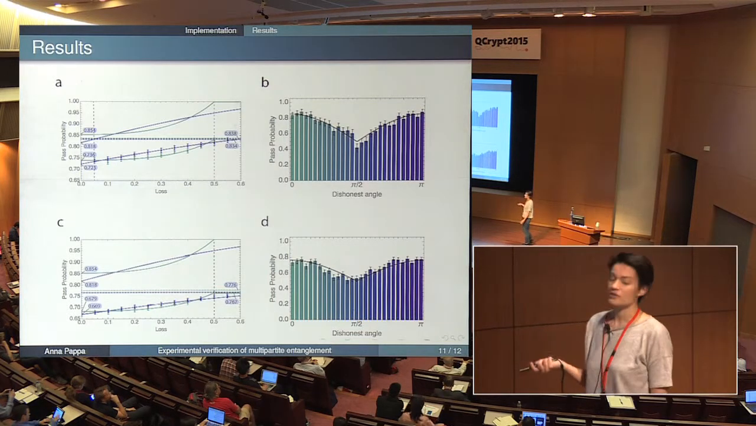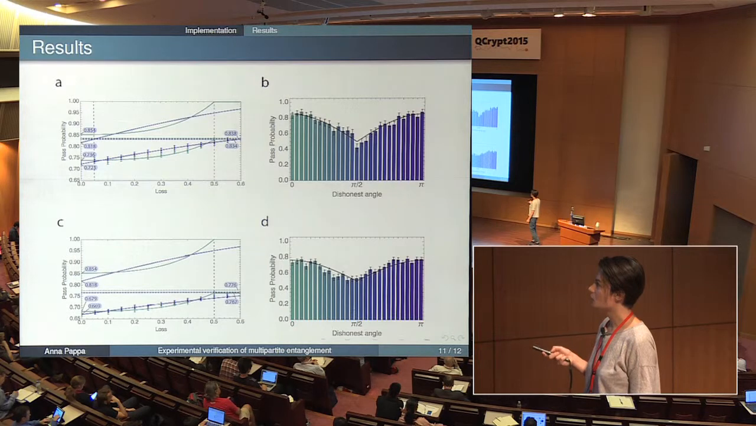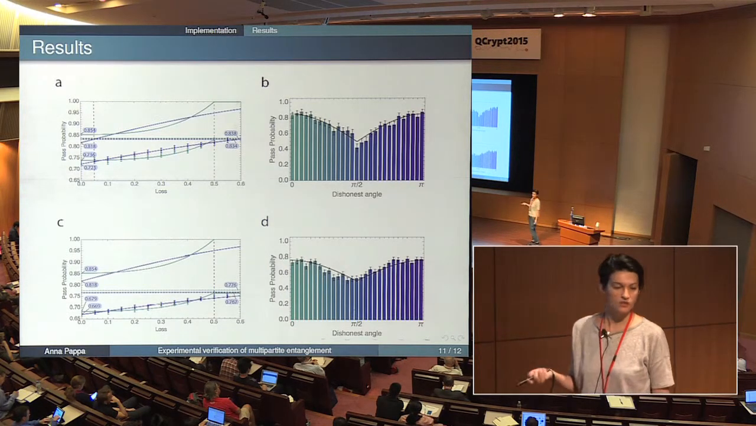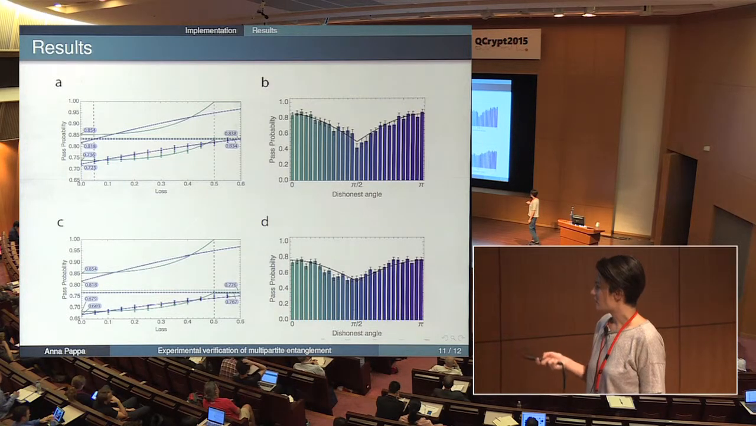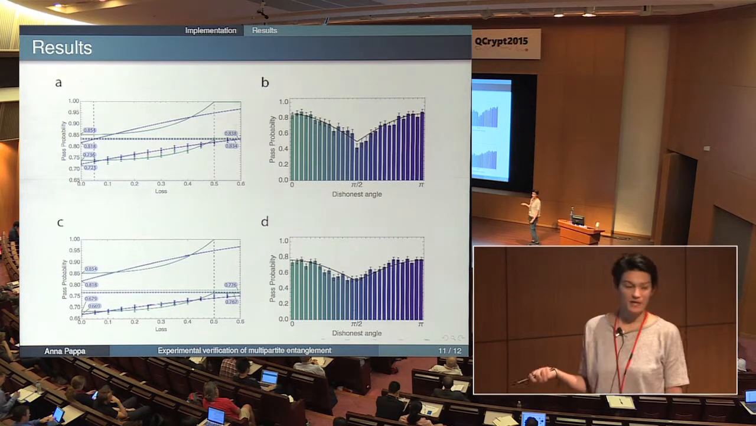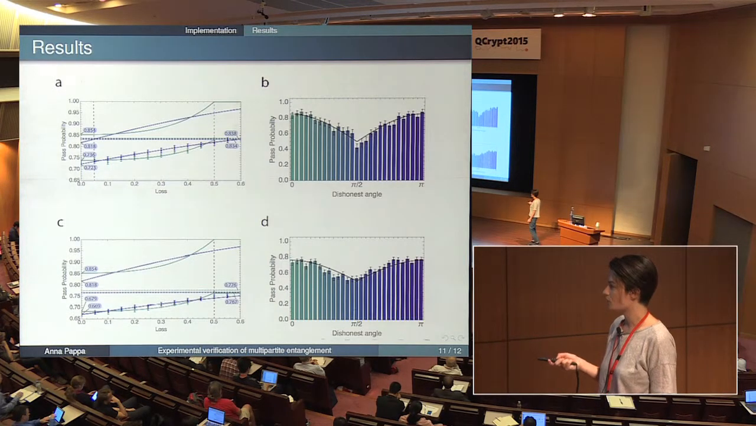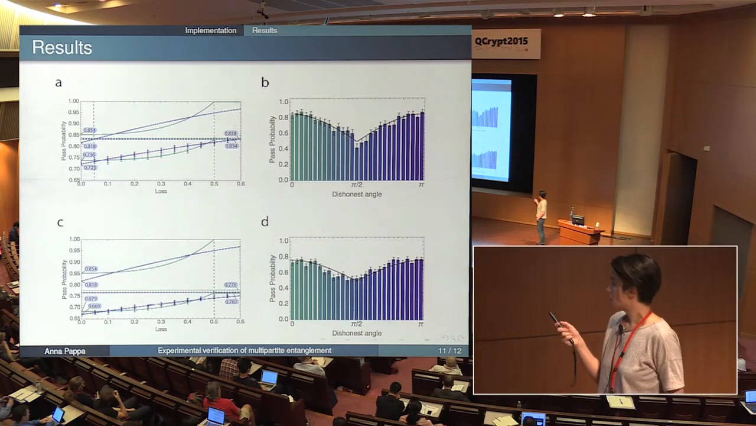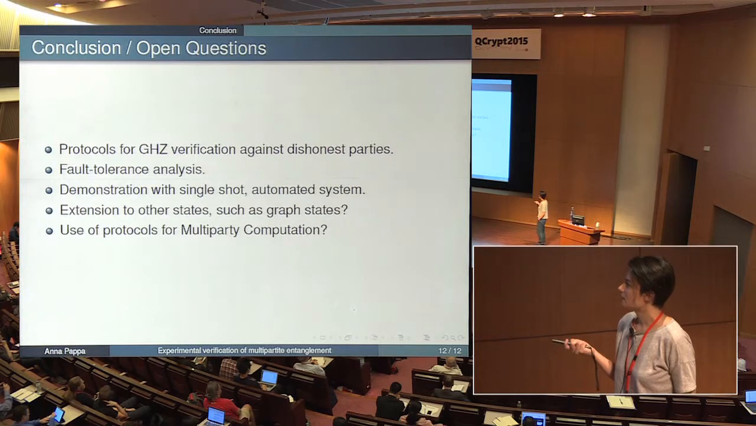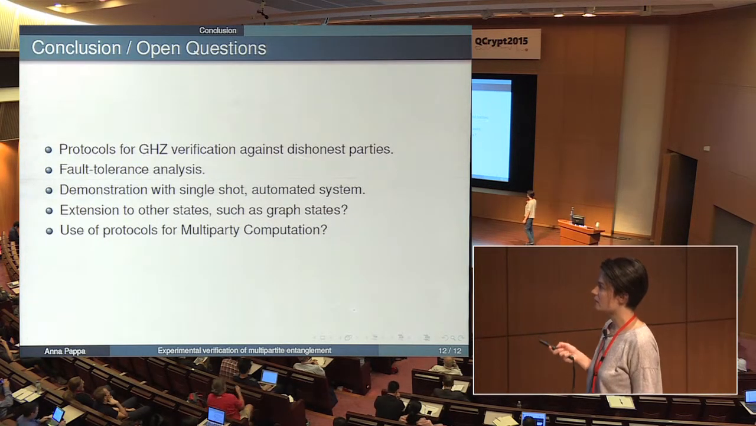Of course, if we had a better experimental implementation, we would increase this line here. We would be able to tolerate more losses, for example, and then get better results. Of course, the same thing cannot be shown, unfortunately, for the four-party GHZ because we don't have that good fidelity. So for both protocols, we are below the GME bound, the genuine multipartite entanglement bound.